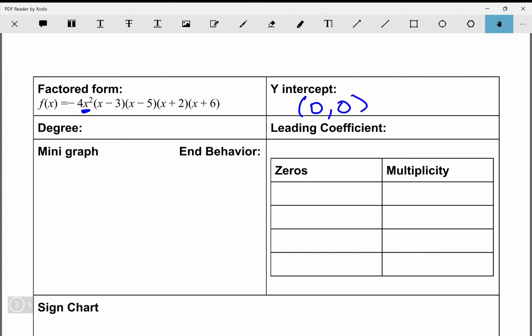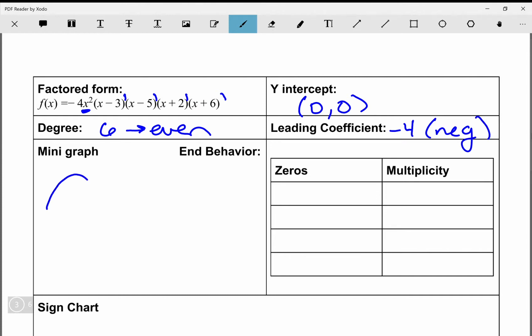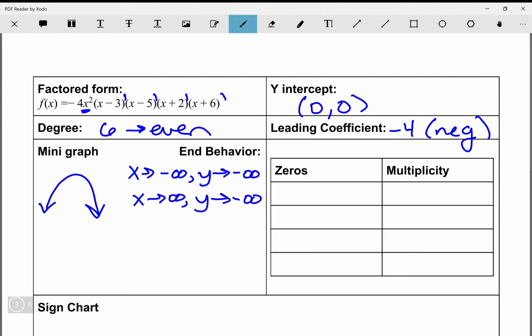All right, so I have squared for my degree, then I have 1, 1, 1, 1. So 2 plus 1 plus 1 plus 1 plus 1. That is going to give me 6, which is even. It is a negative 4 for my leading coefficient. Most important thing is that it's negative for us right now. So even means they do the same thing. Negative means they're both going down. So as x goes to negative infinity, y goes to negative infinity. As x goes to positive infinity, y goes to negative infinity.